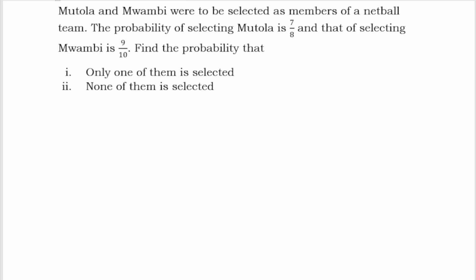We are told that Mutola and Mwambi were to be selected as members of a netball team. The probability of selecting Mutola is 7 over 8, and that of selecting Mwambi is 9 over 10. Find the probability that 1, only one of them is selected, 2, none of them is selected. So we are going to handle it in this way.